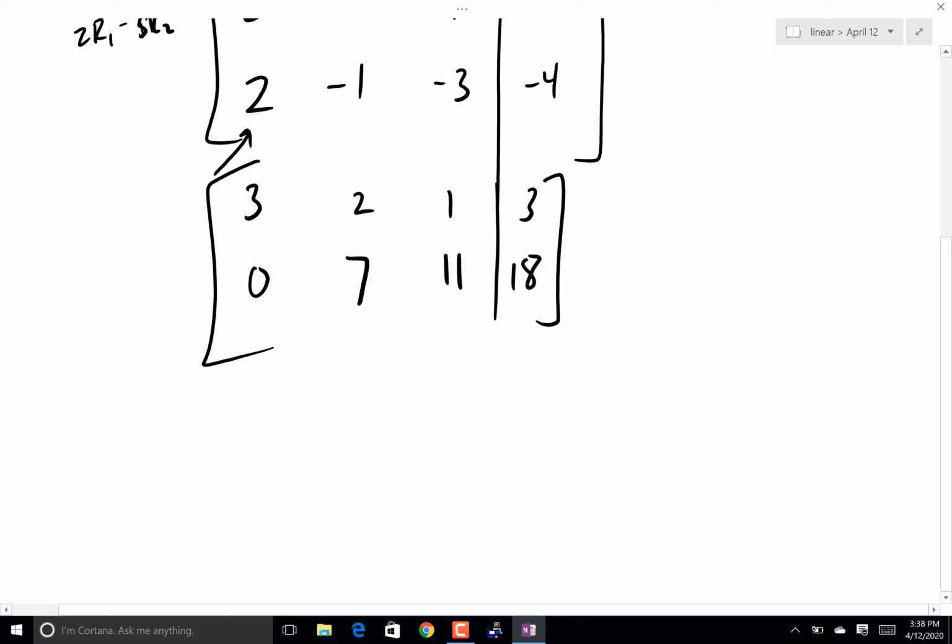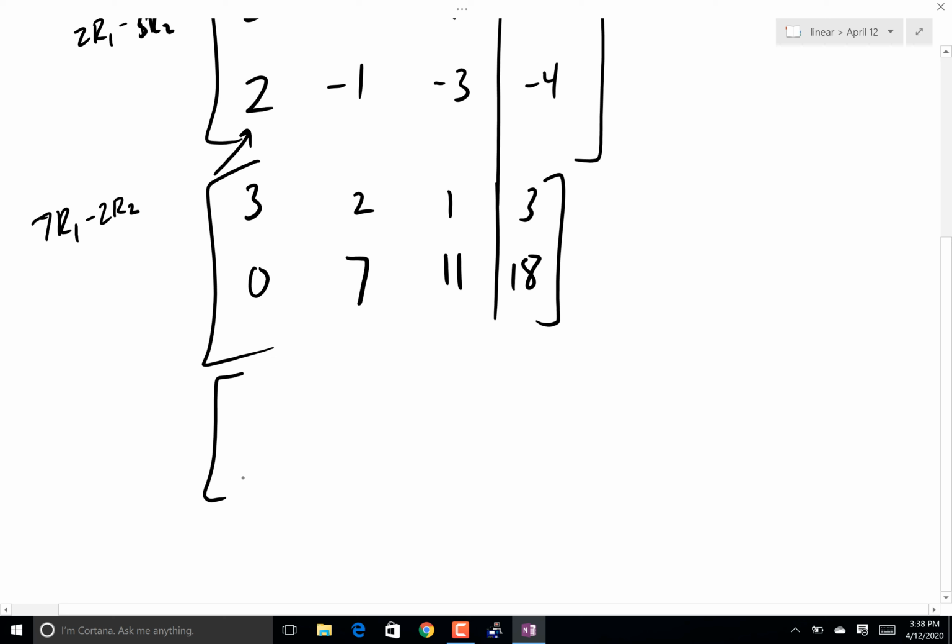Well, that's a good question. So we could do this a couple different ways. But let's just see what happens, for instance, here. Let's say that I want to create a 0 here. Could I do that? Well, we sure could. So we could take 7R1 minus 2R2. Let's see what would happen.